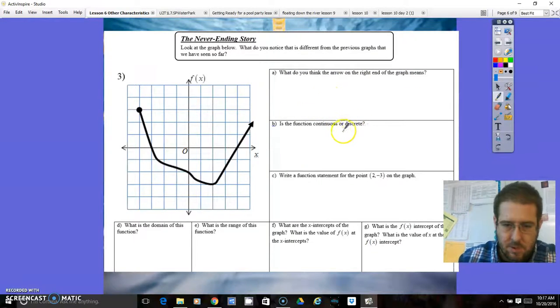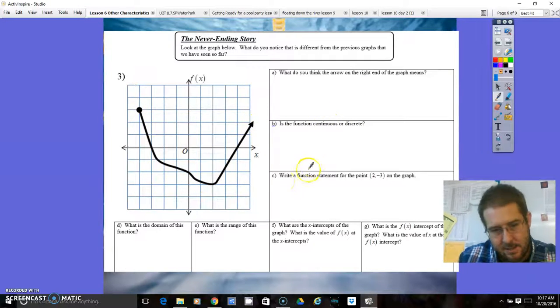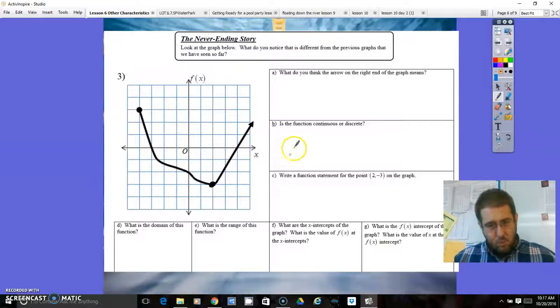Is this function continuous or discrete? Well, it's continuous because it's a line. It's all connected. It's not just dots. Write a functional statement for the point 2, negative 3. 2, negative 3 is right there. Functional statement would be negative 3 is a function of 2. Ooh, that's a weird statement because we don't know what anything represents.